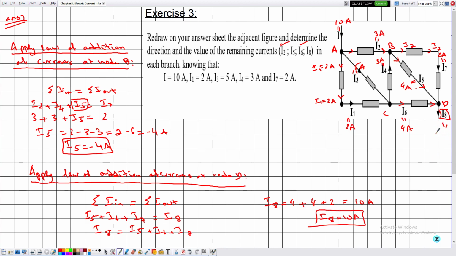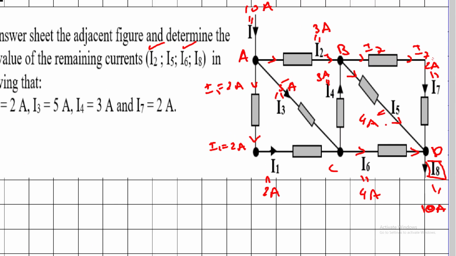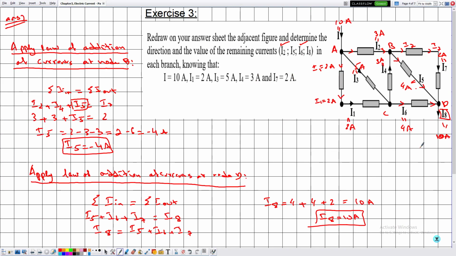Now notice that this branch or this circuit represents a portion from an electric circuit. The input of the current is given by 10 amperes and the output of the current is given by 10 amperes. There is no leakage of current, and this is given by the law of addition of currents.